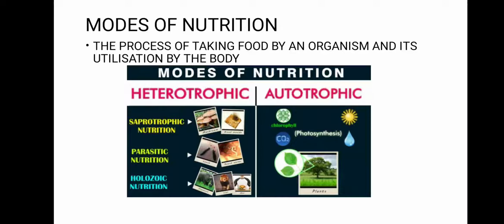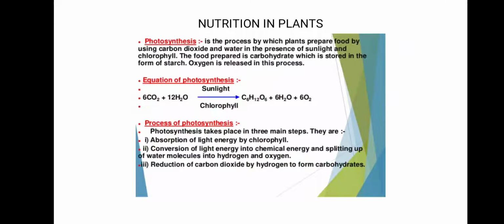Then we have holozoic nutrition. In holozoic nutrition, they consume complex food like us. They consume complex food which is broken down by the process of digestion, and that product is used later. So these are the three different types of heterotrophic nutrition.